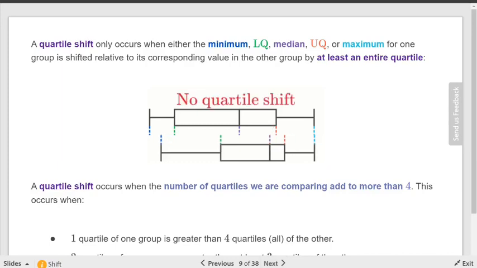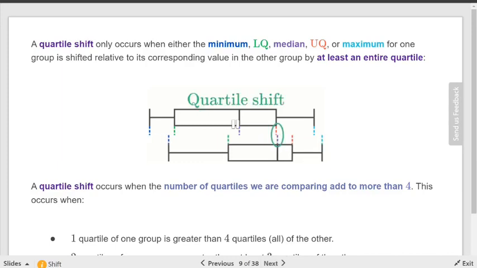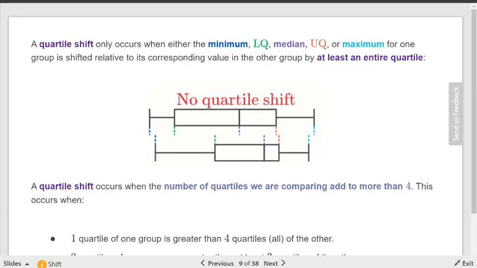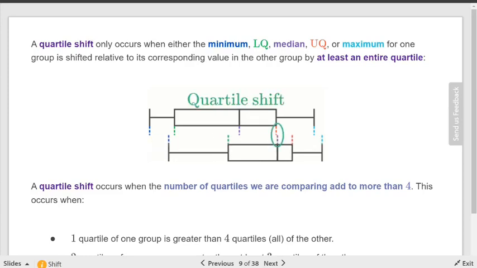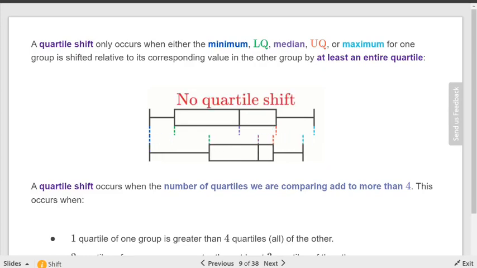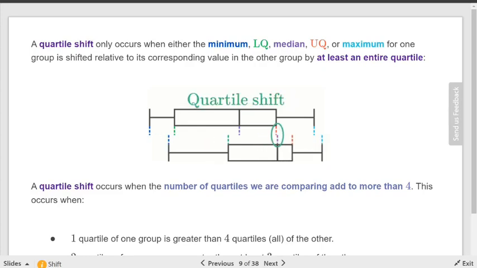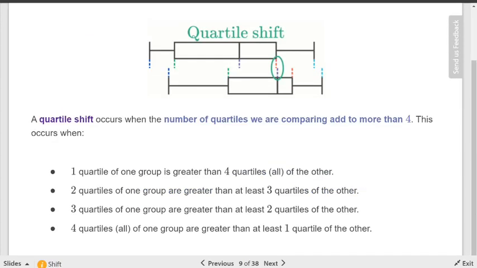So here you go, you have a little graphic. If you look at what they're doing, at the upper quartiles, if it goes even the slightest bit above the next one, then there's a quartile shift. But if it's not, then there's no quartile shift. If they're within the range of each other, then they're not. But if they move beyond, then they are.